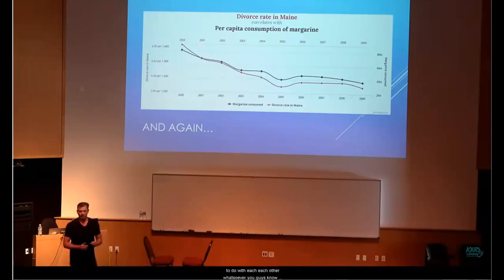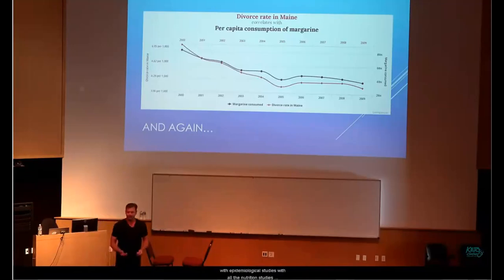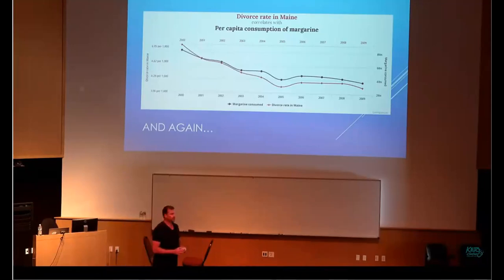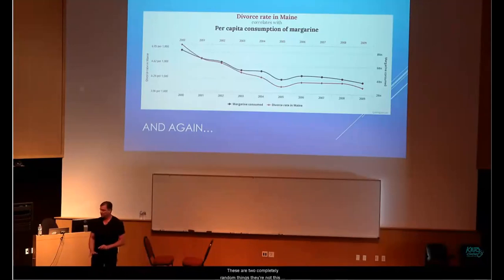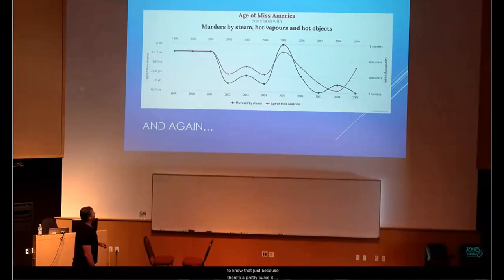You guys know that correlation does not prove causation. This is the problem with epidemiological studies, with all the nutrition studies, with all those things that look like they show causation. Because here's the problem. This is not even correlation. These are two completely random things. This doesn't even prove correlation. And that's why you gotta at least know enough about these studies to know that just because there's a pretty curve, it doesn't prove a thing.